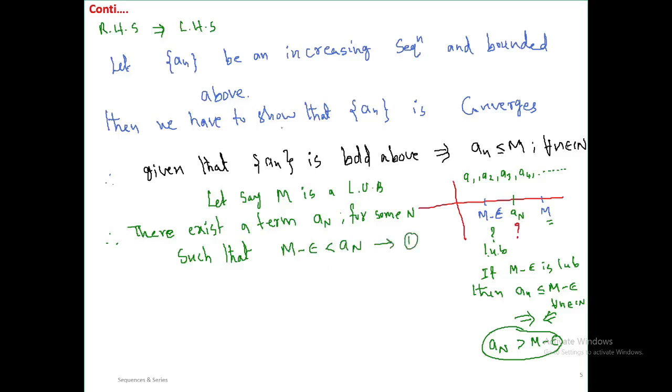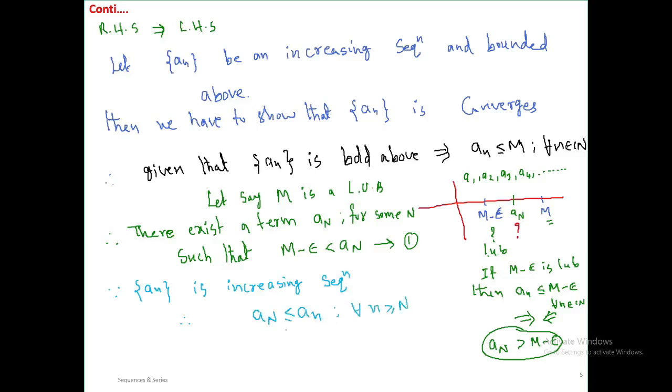Now, what kind of sequence are we taking? It is an increasing sequence, right? So, observe this, since an is an increasing sequence, therefore a capital N, look, a capital N is one of the terms of the sequence, right? So that will be less than or equal to an for all n more than or equal to capital N.